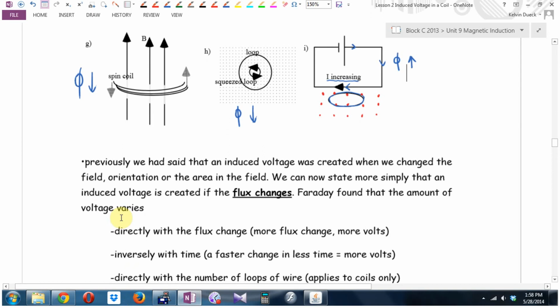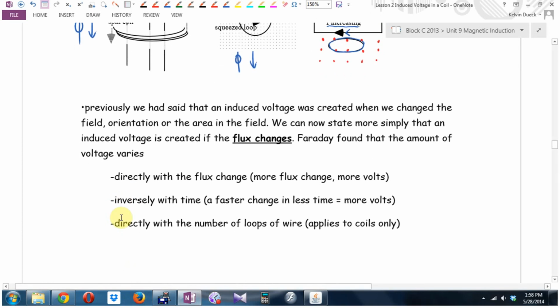So we can now give you a general rule. Previously we said an induced voltage was created when we changed the field or the orientation or the area. We can now summarize that. Induced voltage is created if the flux changes. And what's the flux, Kelly? The number of magnetic field lines passing through the area, calculated by magnetic field times area.